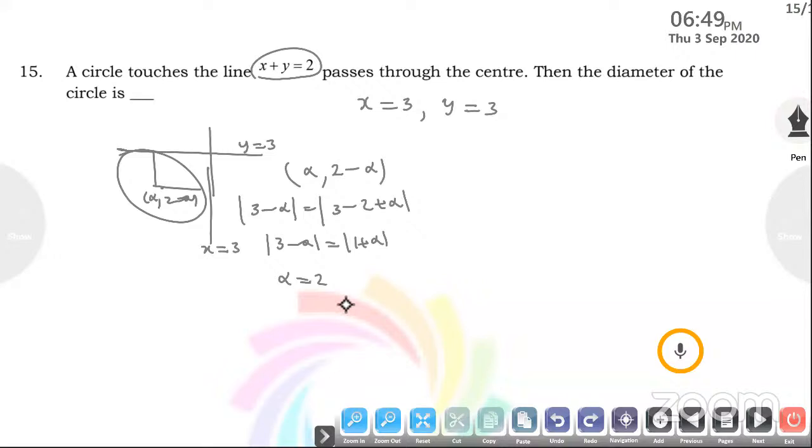Or other value we can take? It's not possible, no other value. So alpha is equal to 1. Yes, alpha is equal to 1. So the center becomes (1, 1). Now we can find the diameter: the distance is 2, 2. That's it.